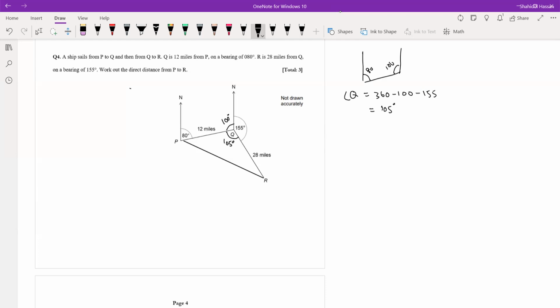Now we'll find PR using cosine rule. I hope you remember the cosine rule. PR squared will be equal to the square of the other two sides: 12 squared plus 28 squared minus 2 times the two sides, 12, 28, times cosine of the angle, cosine 105 degrees. Are we good, sir? Yes. Okay. Now you can do this calculation. Josa, are you following me, sir? Yes, sir. 12 squared plus 28 squared minus 2 into 12 into 28 into cosine 105.